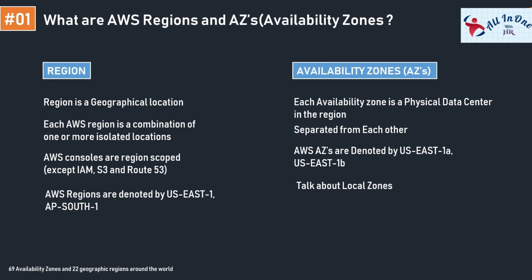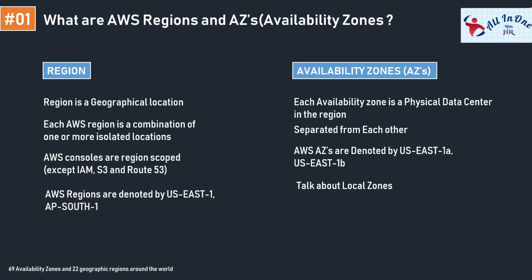So just like AWS regions are denoted by US East 1, AP South 1, US East 2, availability zones also have a naming convention like US East 1A, 1B. So let's suppose the region that you specify is US East 1 and it has multiple availability zones, so they will be denoted by US East 1A, 1B, and that goes up to F.